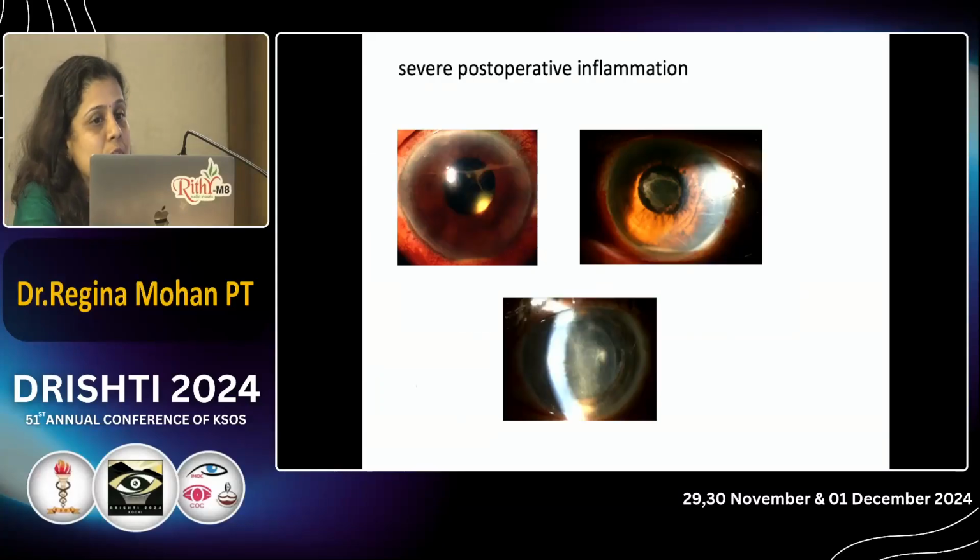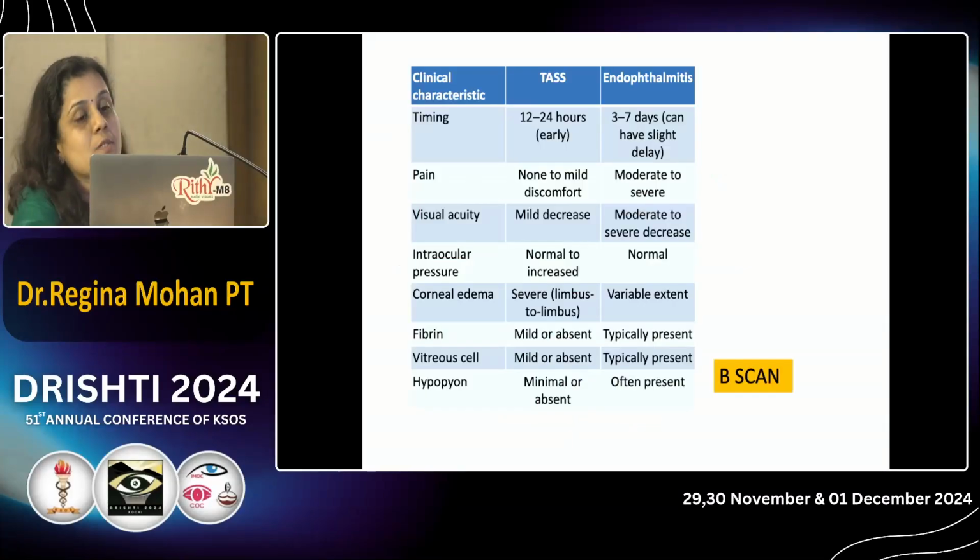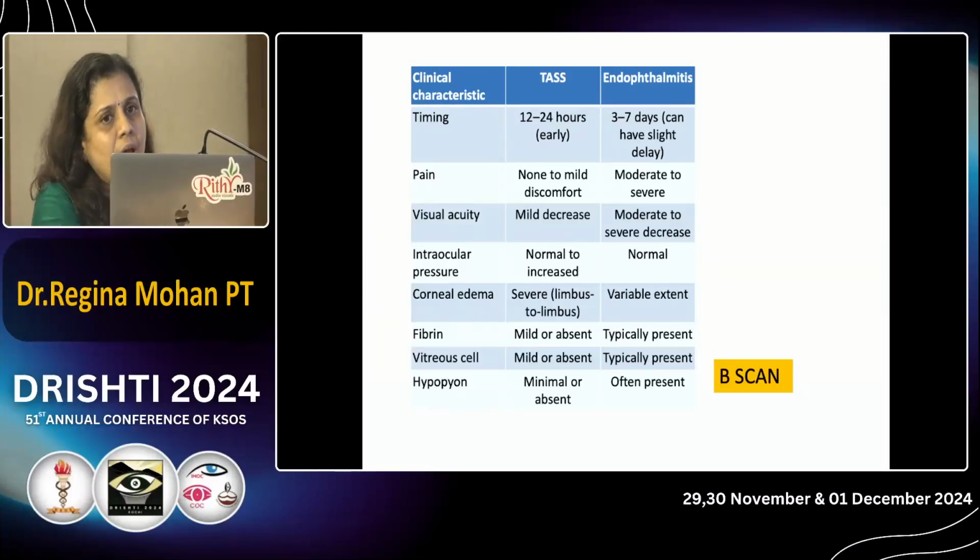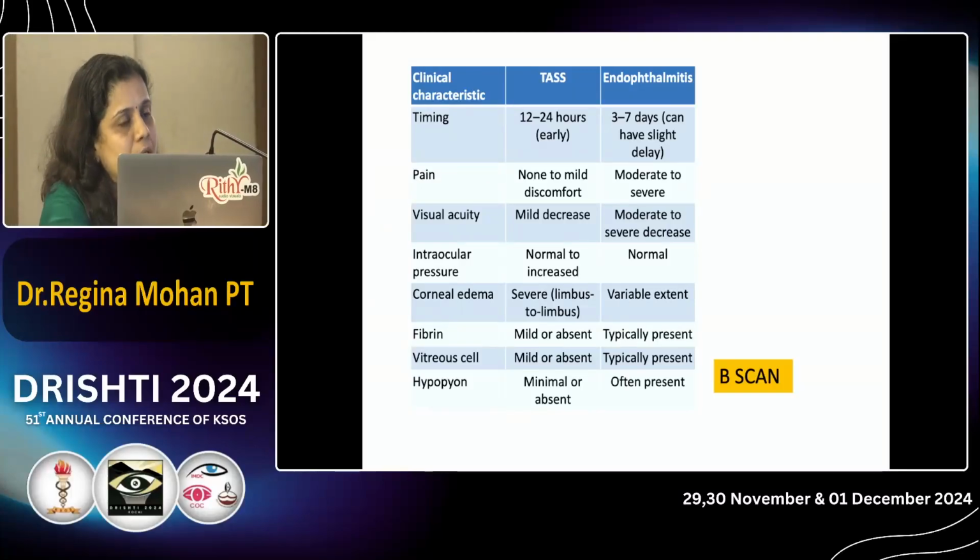And now come to severe postoperative inflammations. So whenever there is a severe postoperative inflammation, our confusion is always between a TASS and an endophthalmitis. So whenever it comes very early, next day itself, lot of fibrin, less likely hypopyon and reasonable good vision, congestion is less, you think of a TASS. Whereas if it is very severe, painful, congestion, lot of hypopyon, you think of endophthalmitis.